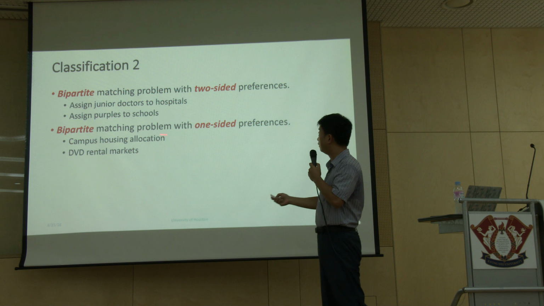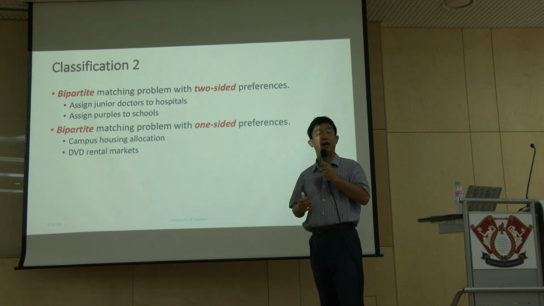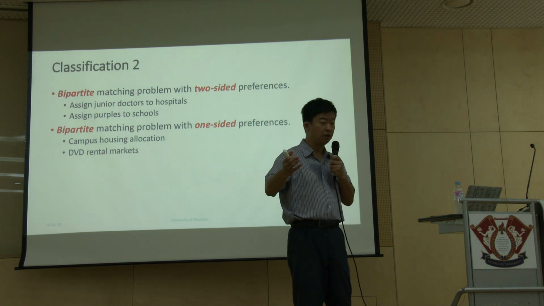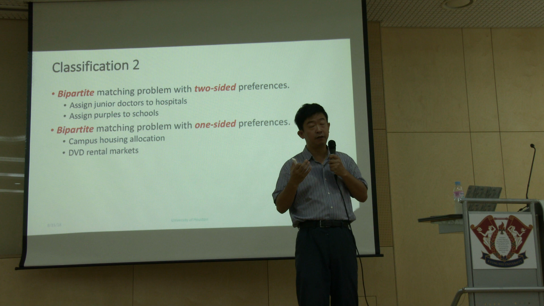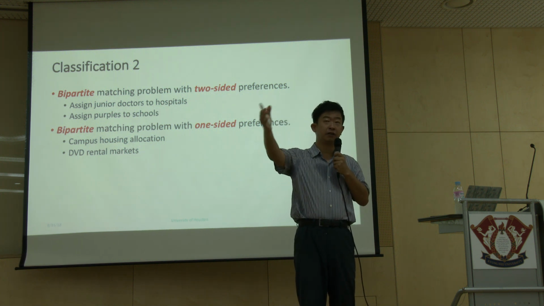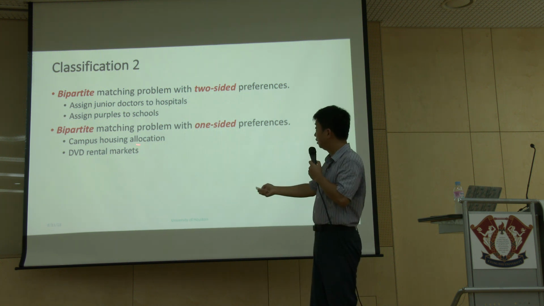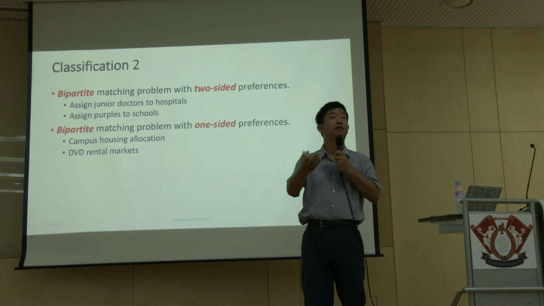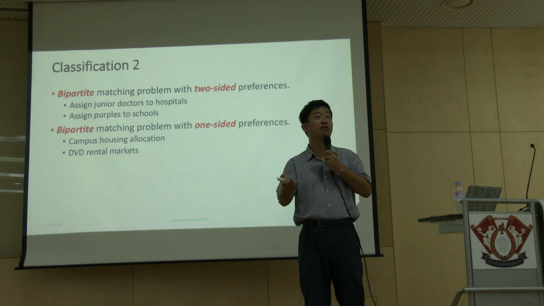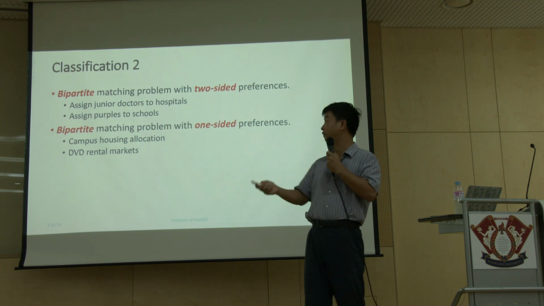And sometimes you have one-sided matching. For example, campus house allocation. You have a preference to go to different campuses, different kinds of houses, but the house has no preference for you, right? As long as you are not a criminal, right? So for different people, the house has no preference.